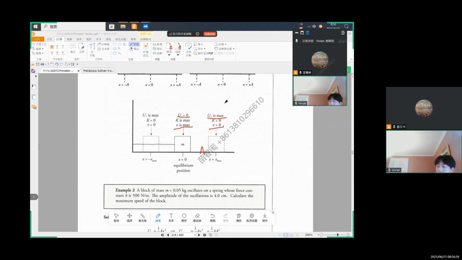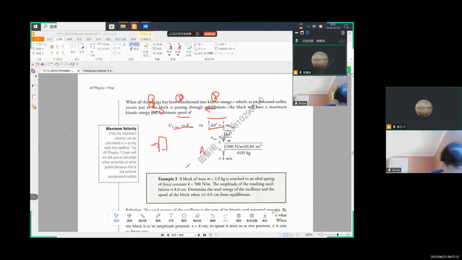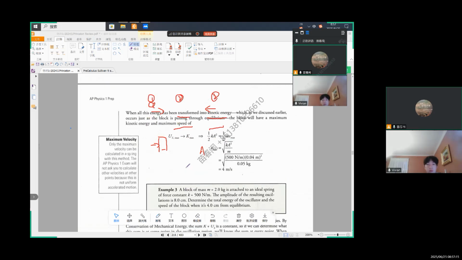So if we talk about acceleration, where do you think the acceleration is the largest in these 3 positions? Yeah, 1 has the largest acceleration, which is in that direction. This one also has large acceleration in that direction, right? So when you move from here to here, the acceleration is getting less and less until you reach the equilibrium position. Next one, 3.